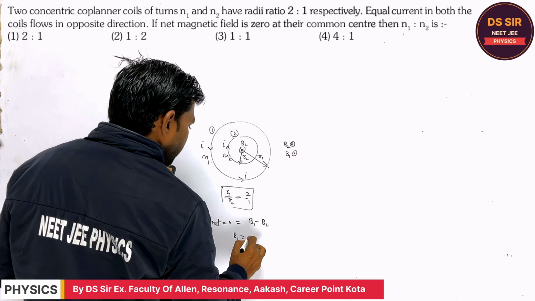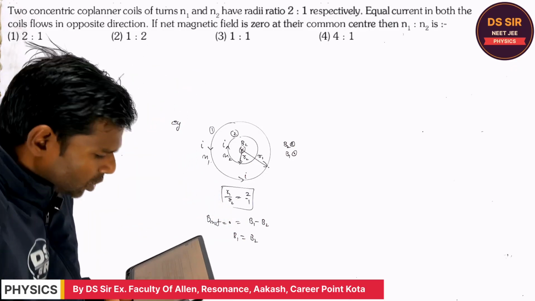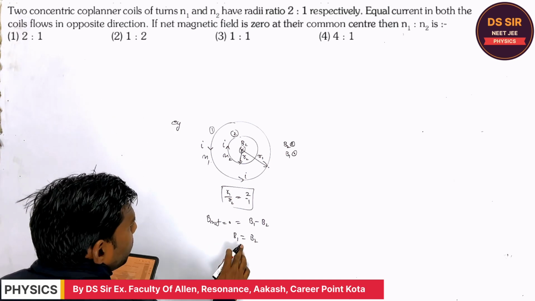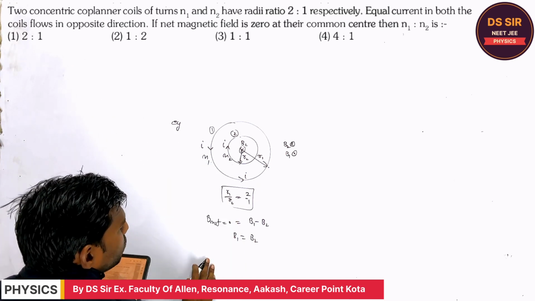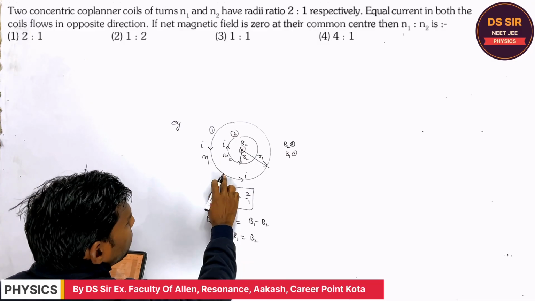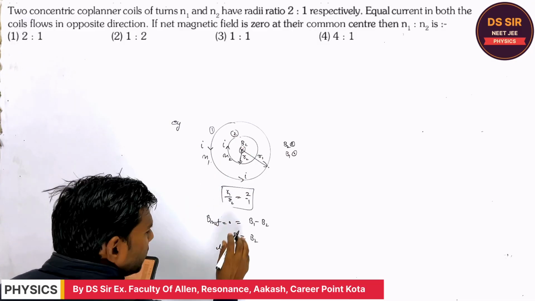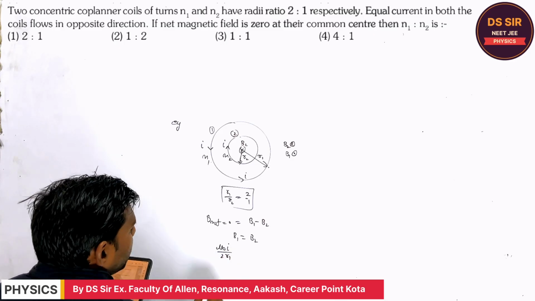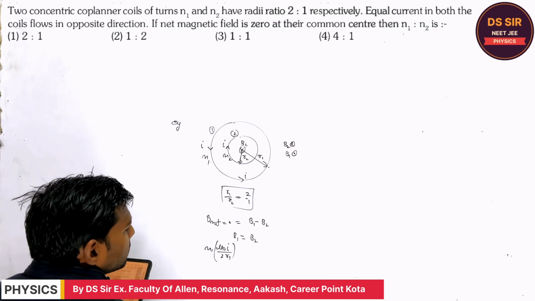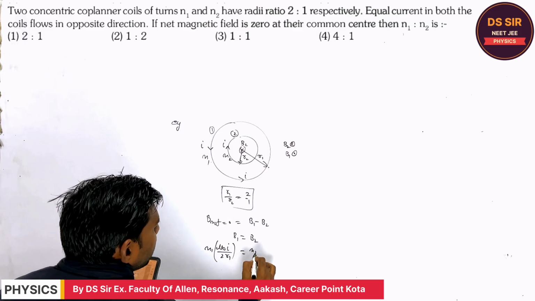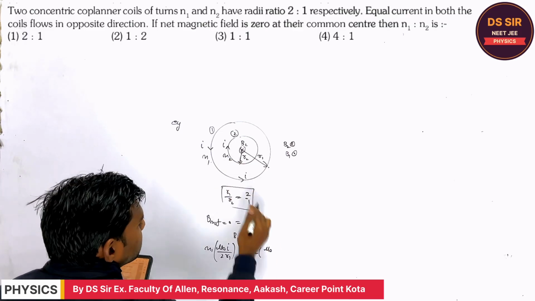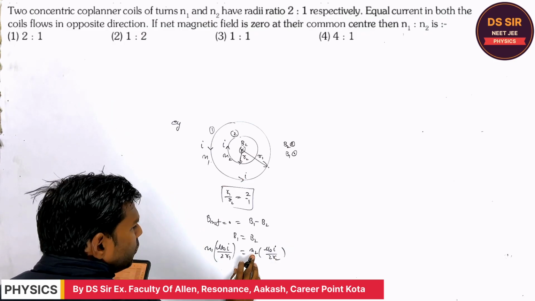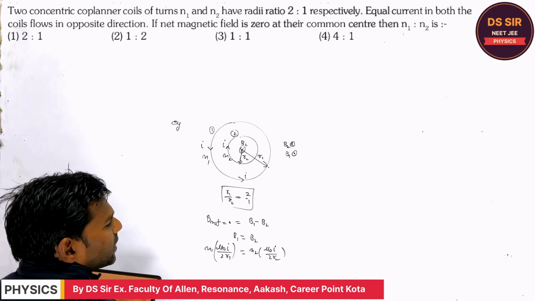Or you can say B1 and B2 both are equal. So what they are asking is the number of turns N1 and N2. B1, due to one current carrying loop, is mu naught I upon 2R1, and because of the number of turns it is N1. Due to the second coil, it is mu naught I upon 2R2, and the number of turns is N2. Both are equal and opposite in direction.